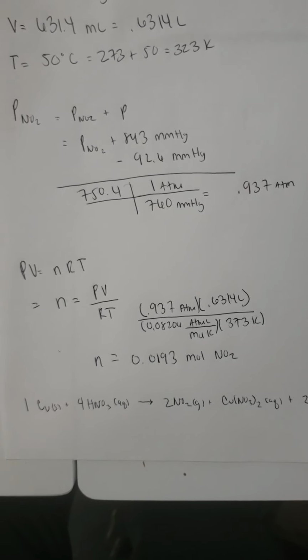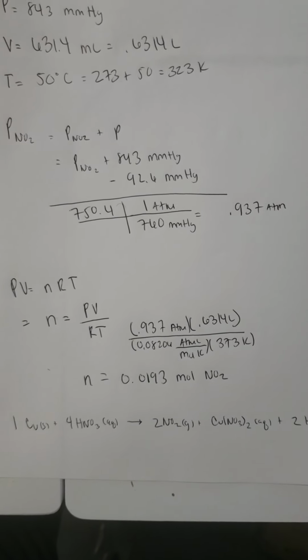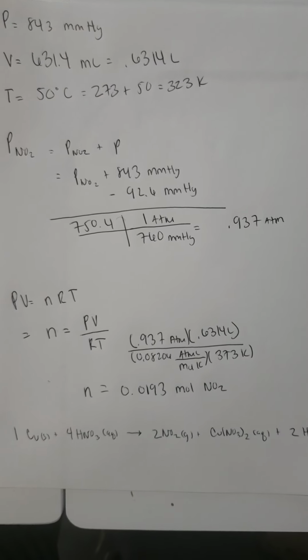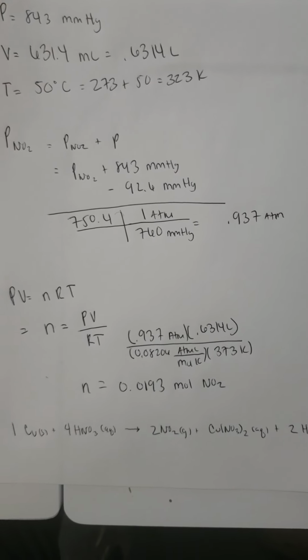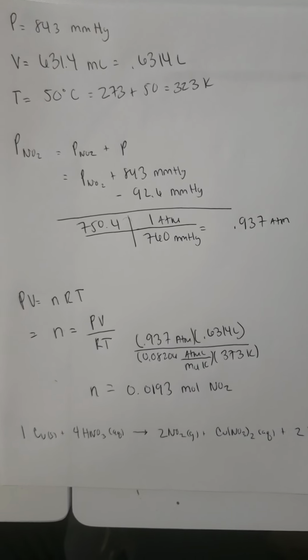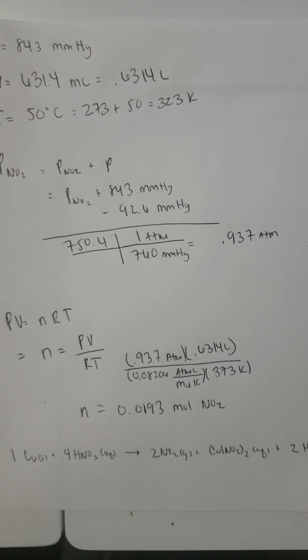From there, we're going to use the ideal gas law. The ideal gas law is PV equals nRT. You can see that I kind of rerouted it, because what we're looking for is moles of NO2. We first have to find the moles of NO2 in order to calculate the moles of copper, then convert that into grams to finally get to our percent mass. But we're almost there.